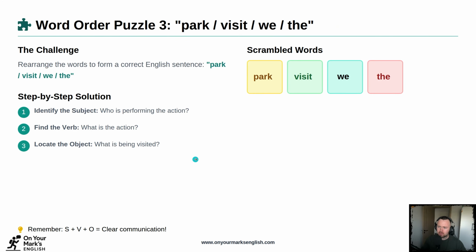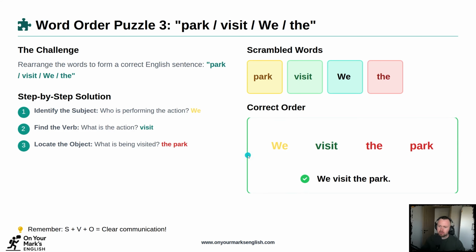Excellent. Okay, one more. Park visit we the. Let's put this sentence into the correct order. 10 seconds and go. Okay, time is up. Let's have a look. We visit the park. Of course we do. Who is performing the action? We are. What is the action? Visit. What is being visited? The park. We visit the park. S.V.O. Subject, verb, object. We visit the park.